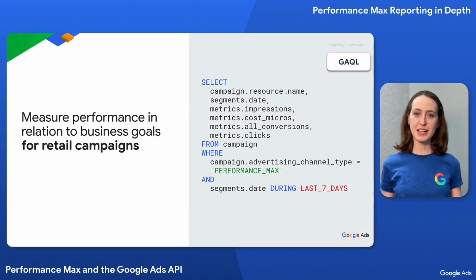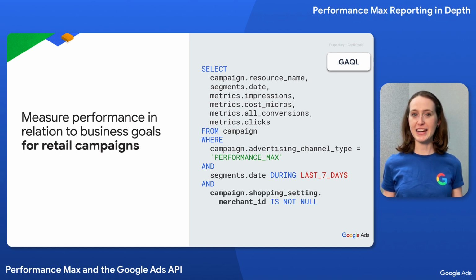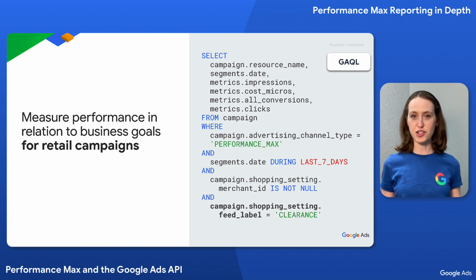What about Performance Max for online sales with a product feed? We can isolate PMax for retail campaign performance by adding an extra filter where the merchant ID on the shopping setting field of the campaign is not null, since we're required to set that field on PMax campaigns for retail. I could further narrow it down to a specific product feed label by adding another filter on shopping setting.feed label. For example, here I filtered the results to performance for all campaigns that target products on clearance.